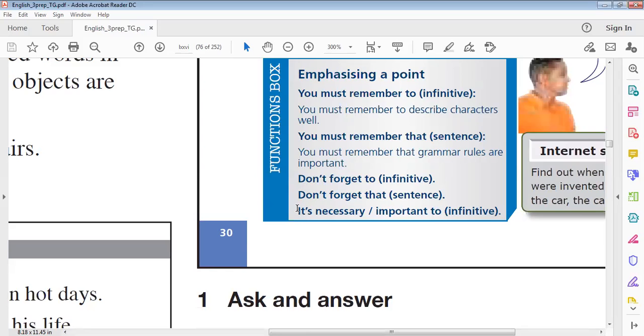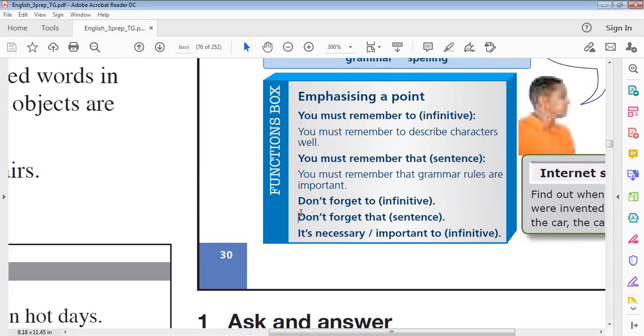Or you can say it's necessary, it's important to study hard, for example. It's important to buy some milk for us today, and so on. So this is the point here, and it's so important. I think that the lesson is so easy.